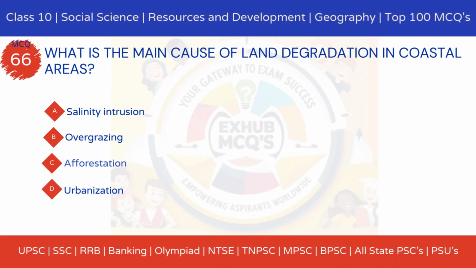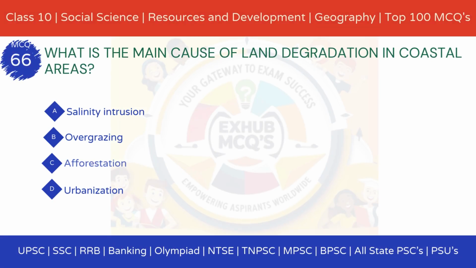MCQ 66. What is the main cause of land degradation in coastal areas? Option A, salinity intrusion. Option B, overgrazing. Option C, afforestation. Option D, urbanization.